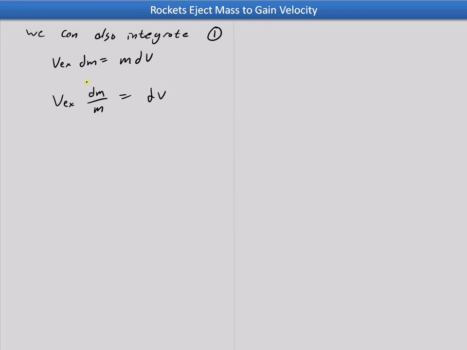We then want to integrate both sides. V exhaust was a constant. Remember, that's why we defined it, so that it could be a constant. So that comes outside the integral. And we only had one term on the right to integrate.